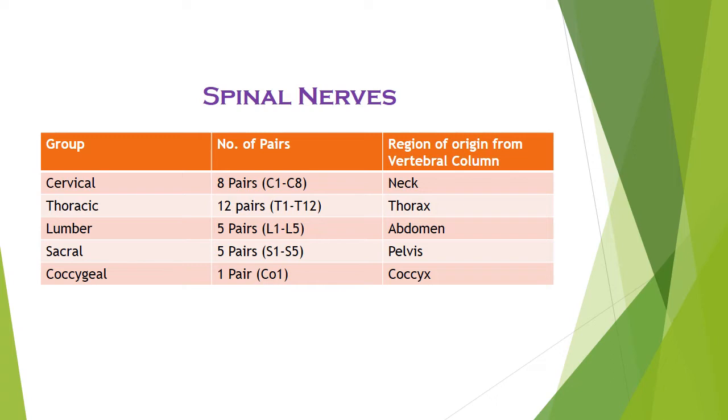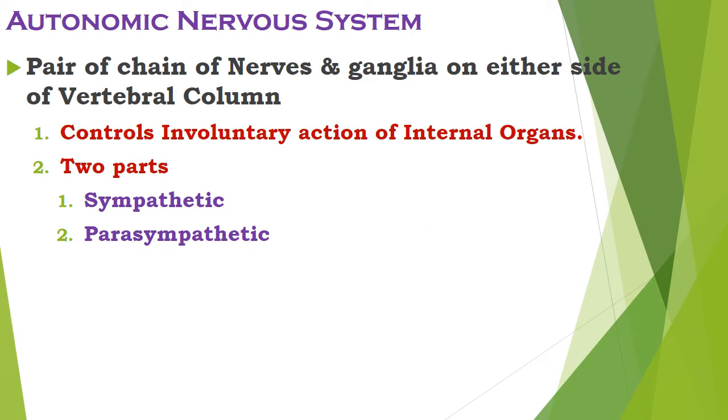We'll move on to the next part, that is the autonomic nervous system. The autonomic nervous system is a pair of chains of nerves and ganglia on either side of the vertebral column. The basic function of this system is to control the involuntary action of internal organs. The autonomic nervous system does not come under the control of the CNS, students. Hence the name autonomic. It is made up of two different parts, sympathetic and parasympathetic. Both will function exactly opposite to each other.